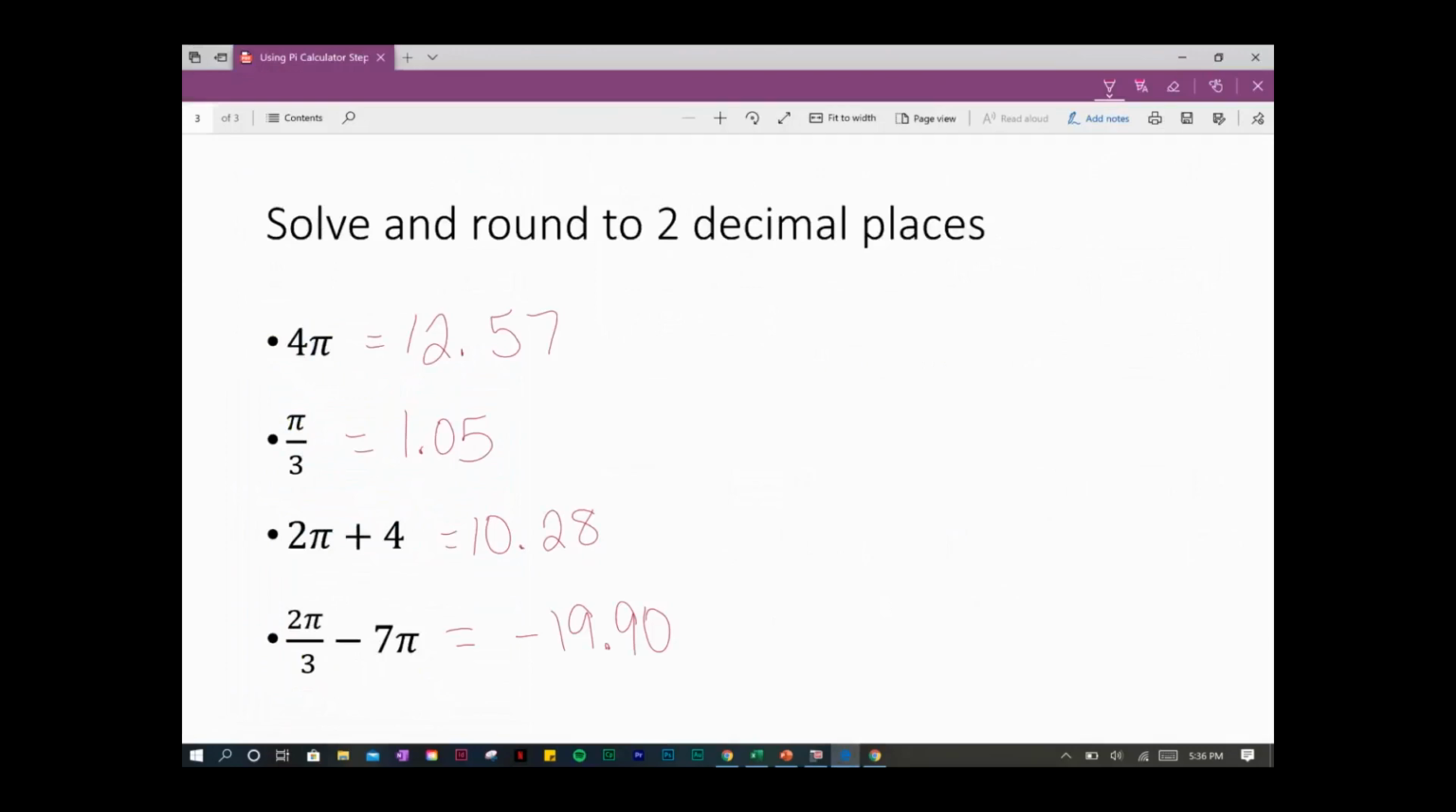So that is how you use the pi button on the calculator in order to get exact answers. But remember to read the question properly to see if it wants you to use the estimated form of pi of 3.14 to do your calculations, or if it wants you to actually use the pi exactly.